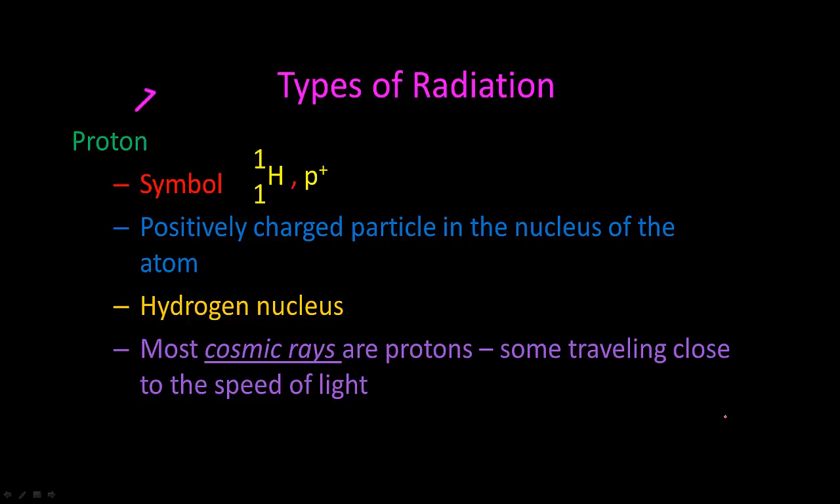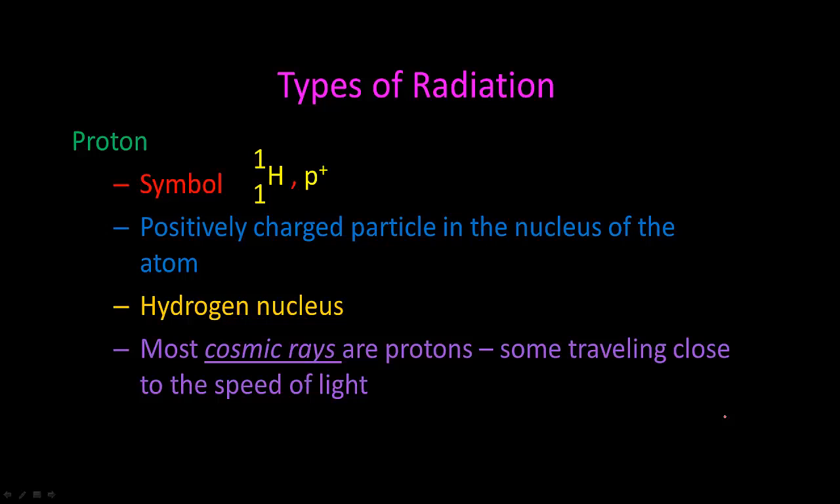The first particle is a proton, and it is denoted by this symbol right here, the hydrogen atom symbol with an atomic mass of 1 and a mass number of 1. It's positively charged, and it's located in the nucleus. A proton we also call a hydrogen nucleus. Now most cosmic rays are protons.